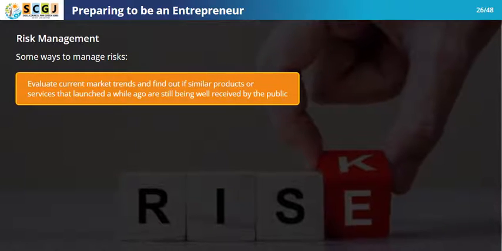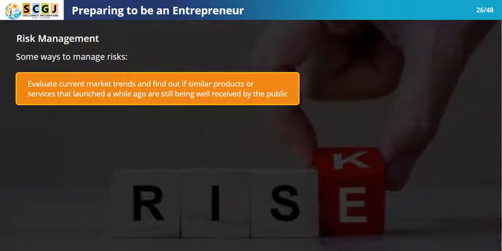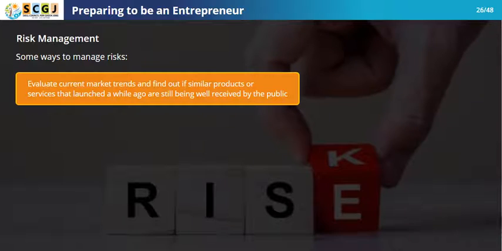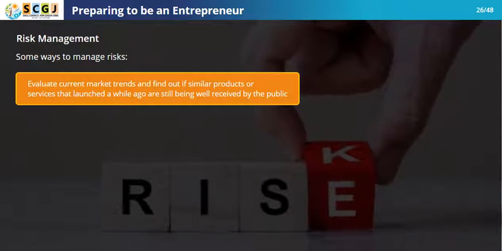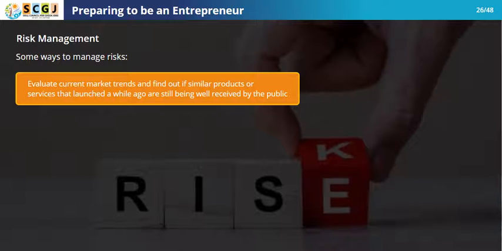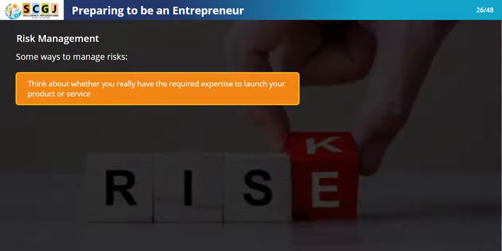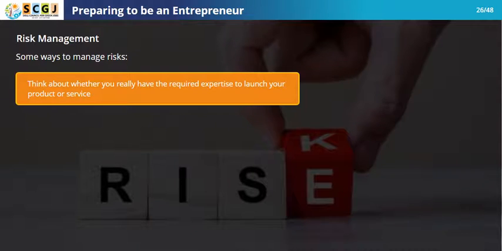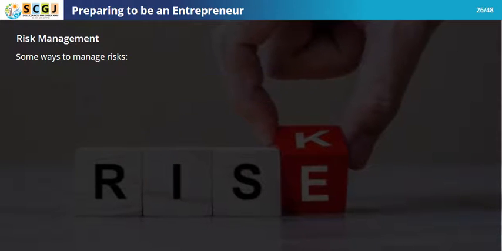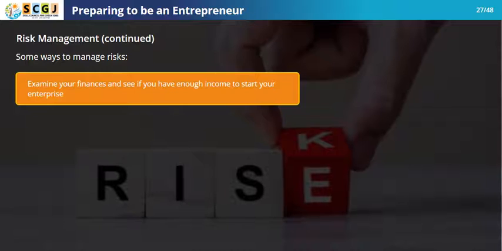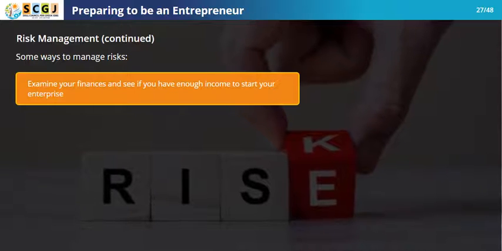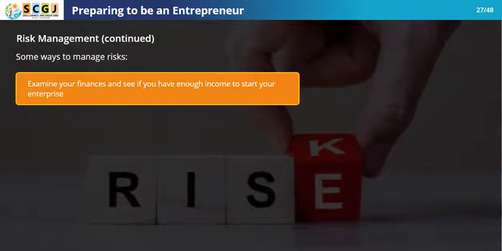Evaluate current market trends and find out if similar products or services that launched a while ago are still being well received by the public. Think about whether you really have the required expertise to launch your product or service. Examine your finances and see if you have enough income to start your enterprise.